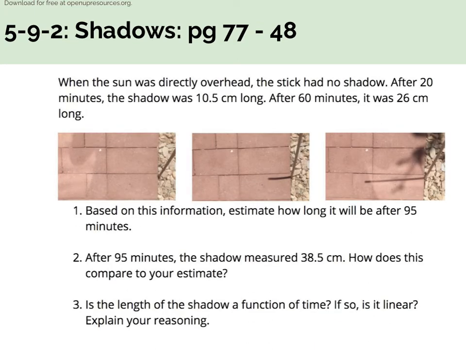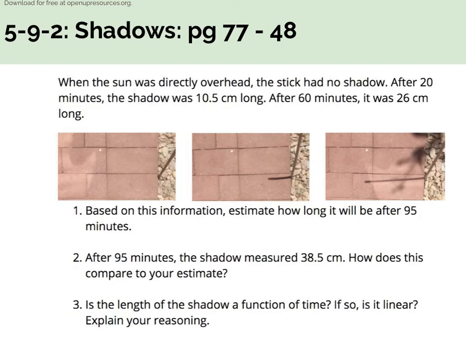All right, let's turn to pages 77 through 78. There should be a 7. And it says, when the sun was directly overhead, the stick has no shadow. After 20 minutes, the shadow is 10.5 centimeters long. After 60 minutes, it is 26 centimeters long. So we're answering 3 questions based on the information. Estimate how long it will be after 95 minutes. Let's just do this one first, and we'll go back and forth. So go ahead and pause right now. Just answer this question, and then come back to me.